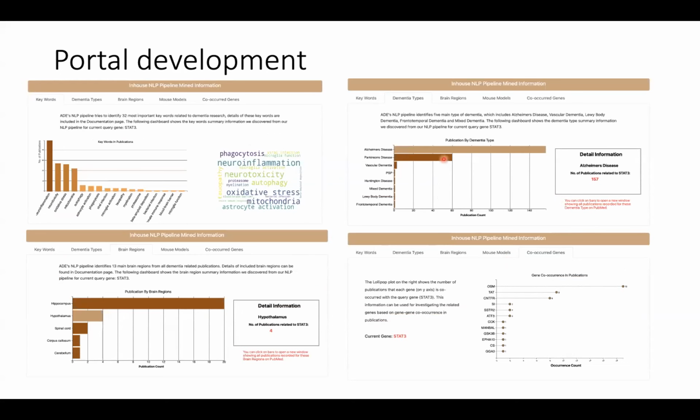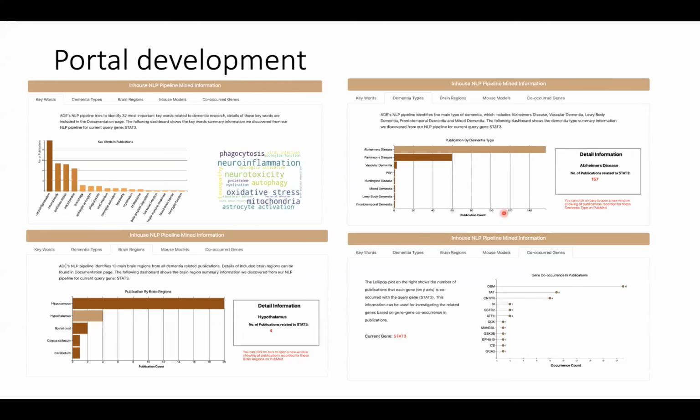We made several panels in the results. The first one, as shown here, is the keywords. All those keywords are identified by experts, and then we plot a word cloud based on the number of publications for each keyword. So people can clearly see which keywords are mentioned together with the current query gene.